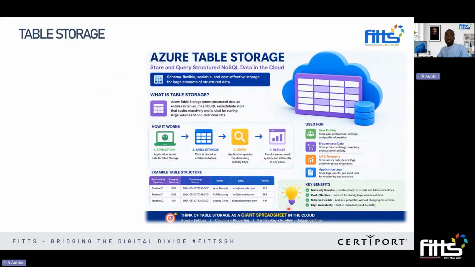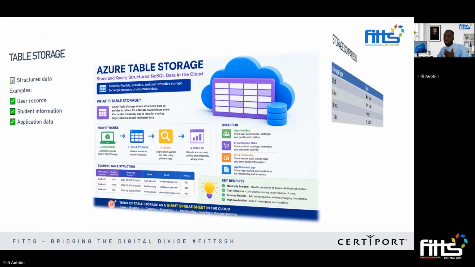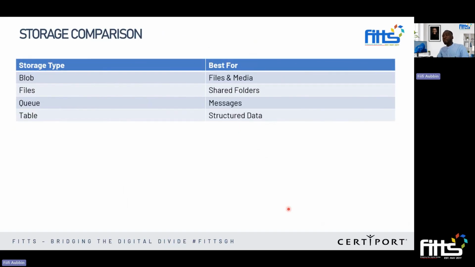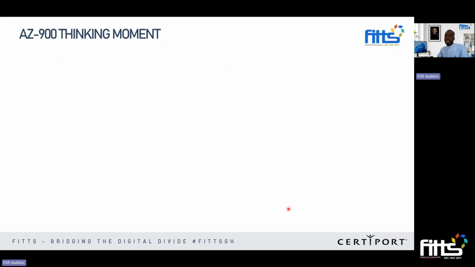Then Table Storage. If you have used Excel or Google Sheets, then you're looking at structured data in rows and columns: user records, student information, and application data. That's what we use Table Storage for, storing billions of records. Then let's look at a comparison here. Blob is for files and media, Files is for shared folders, Queue is for messages, and Table is for structured data. Just understand it, okay?